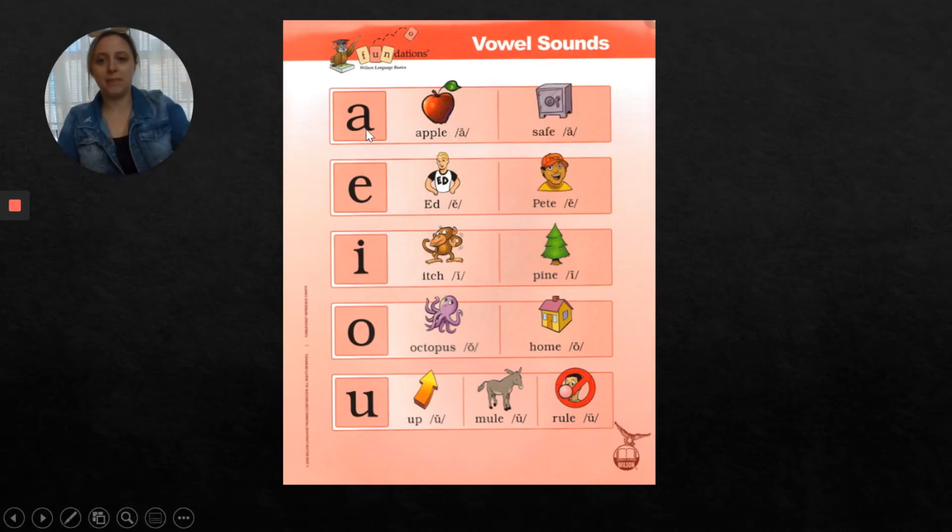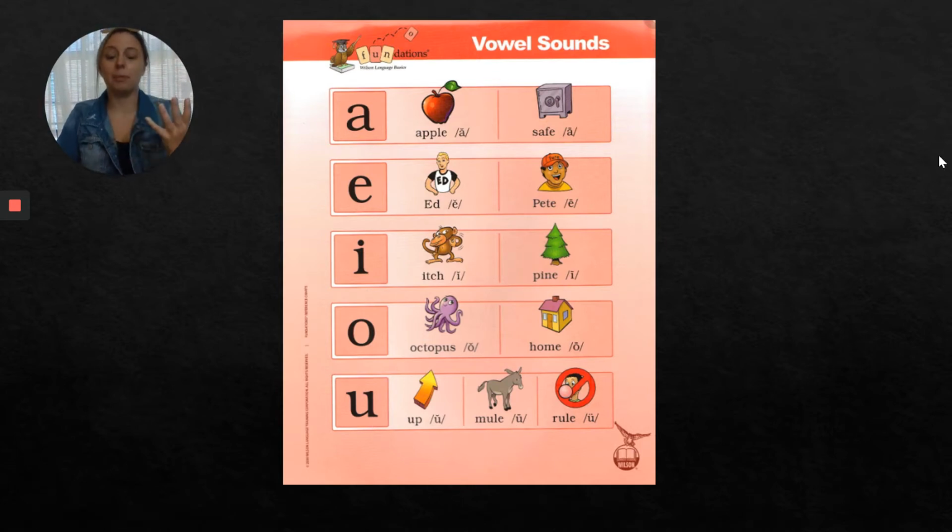Now repeat after me. A, E, E, I, O, O, U, U. Good work. By now, you're probably getting very, very flexible with your vowels, which is going to be a huge, huge help for you moving forward into second grade.